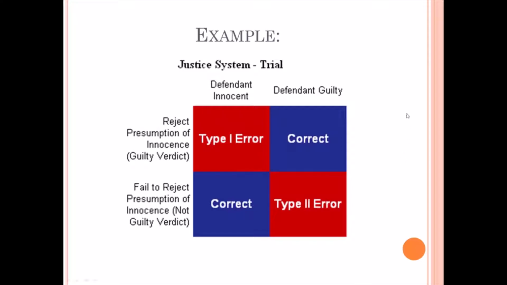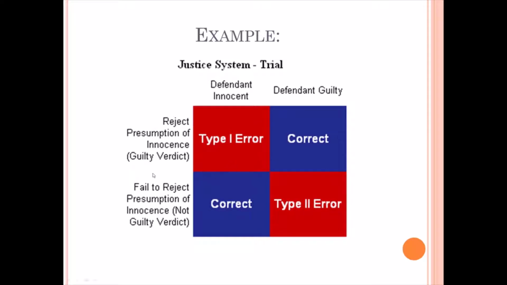But remember, we always have a presumption of innocence for a defendant. That's H0, that they're innocent. HA is that they're guilty. Rejecting or failing to reject: if a defendant is innocent, H0, and we don't reject that, that's correct. If a defendant is guilty and we fail to reject it, that is a type 2 error. The other two are correct.